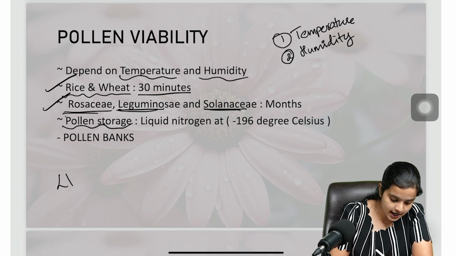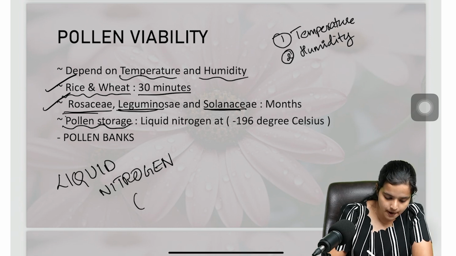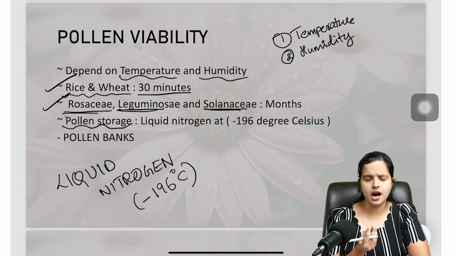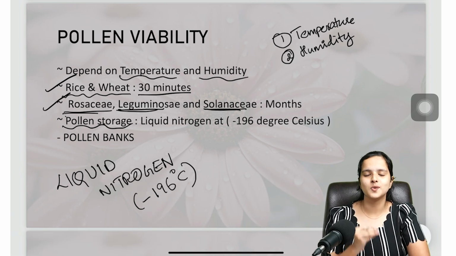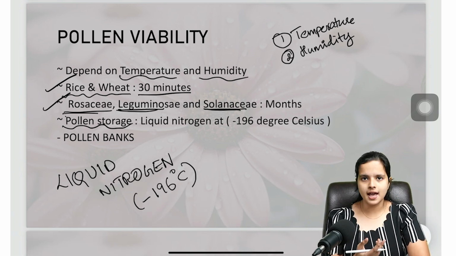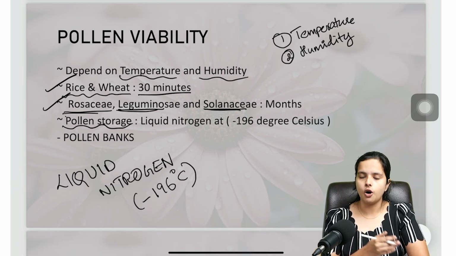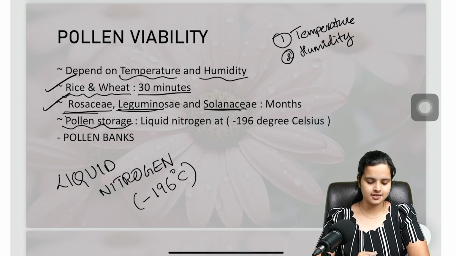What is the condition? It should be stored in liquid nitrogen, and there is a specific temperature at which we should store it, and that is minus 196 degrees Celsius. Okay, it's a very cold temperature. So how should we store a pollen grain? We should store it inside liquid nitrogen at minus 196 degrees Celsius. I hope that's clear. We have a lot of pollen banks where we have the collection of pollens from many plants, many species, right? All these pollens are stored in liquid nitrogen at minus 196 degrees Celsius. So I hope that is clear.